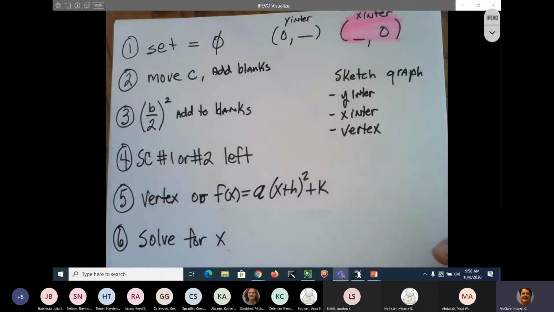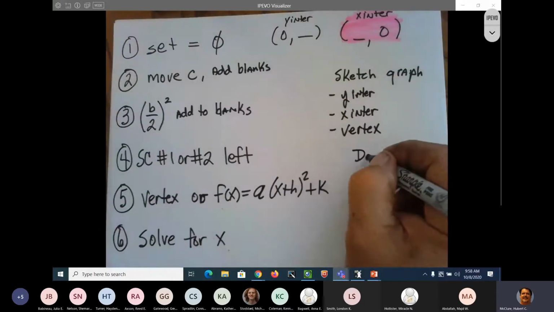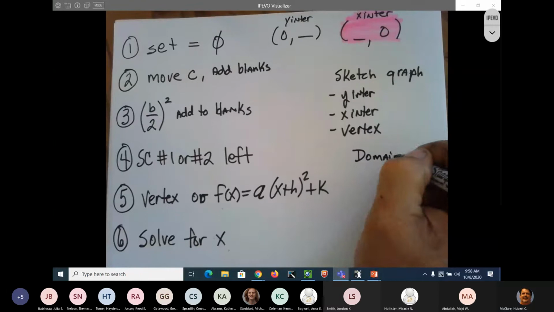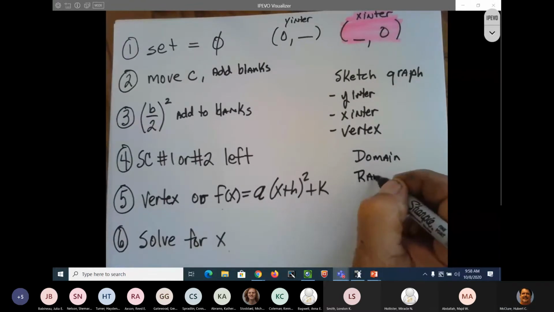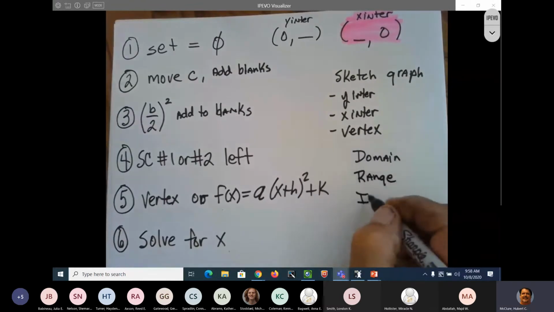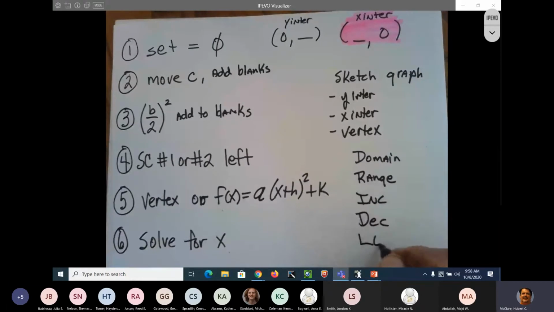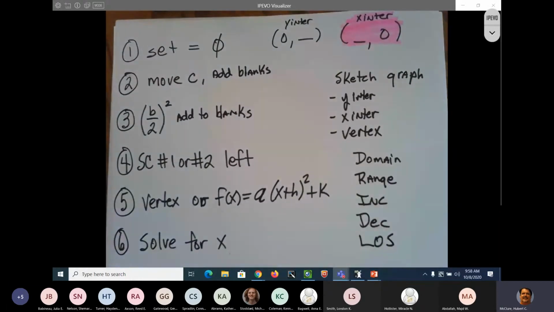You should also be able to find the domain, range, increasing and decreasing along with the line of symmetry. Now that's what we're going to do with these 10 problems. And by the time I get through with these 10 problems, you're going to be able to do 3.1 and 3.2 and part of 3.3.